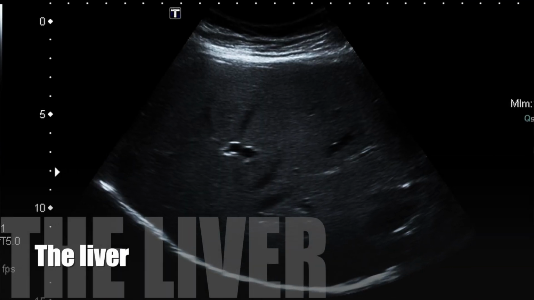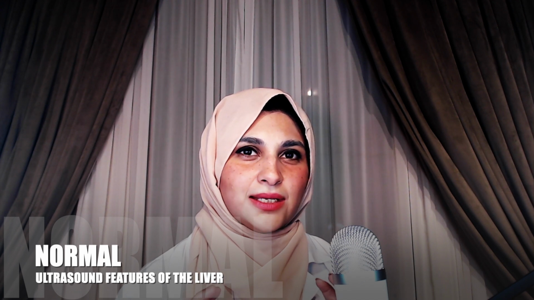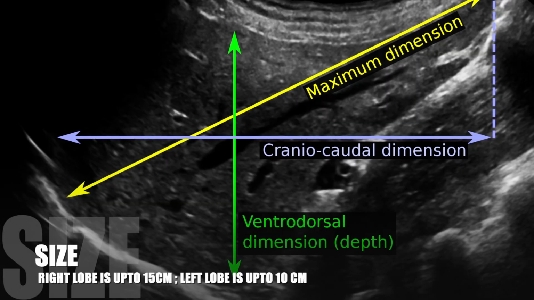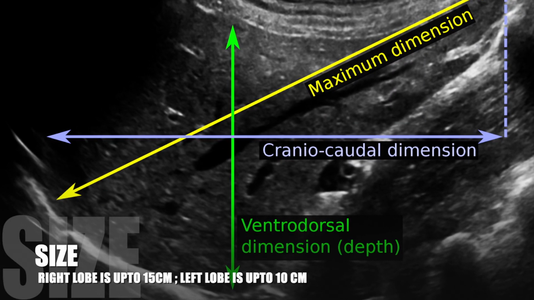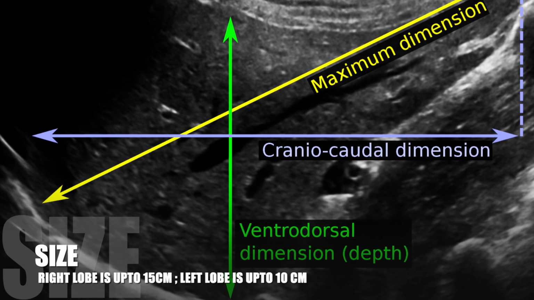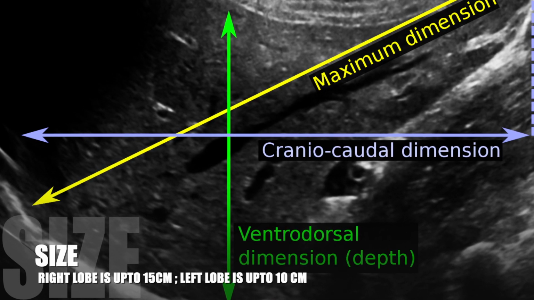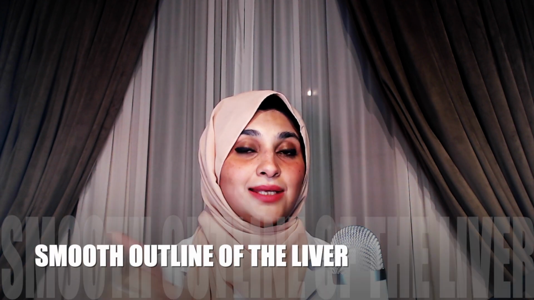Another ultrasound must know is concerning a very important organ that I'm going to talk about today, which is the liver. The liver, as we know, is divided into right lobe and left lobe. First of all, let's talk about the normal ultrasound findings that concern the liver. The right lobe of the liver, normally the size can reach up to 15 centimeters, whereas the left lobe is up to 10 centimeters. The normal ultrasound findings of a healthy liver are that, number one, the outline is smooth.